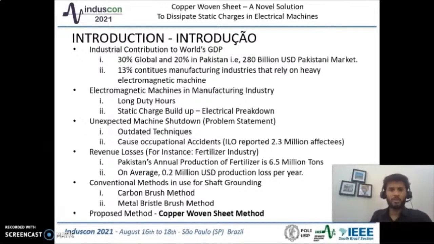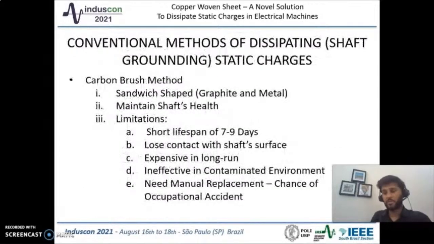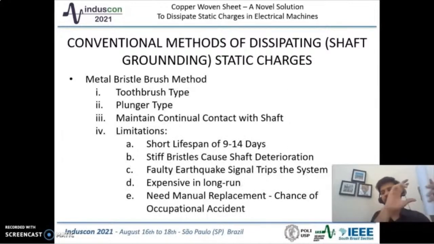The old methods are the carbon brush method and the bristle brush method. The proposed method is different, to be discussed later. First, the carbon brush method has a very short span. Basically, it's sandwich-like, attached to the shaft like this. The second method, the bristle method, is also attached like this. Both of them have a very short lifespan and need manual replacement after a few days, and it is very expensive, so this is not desirable.